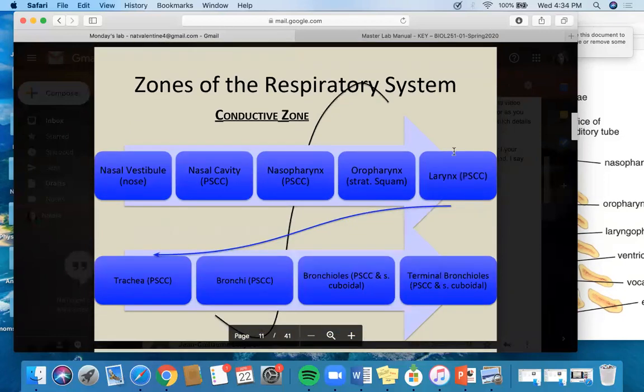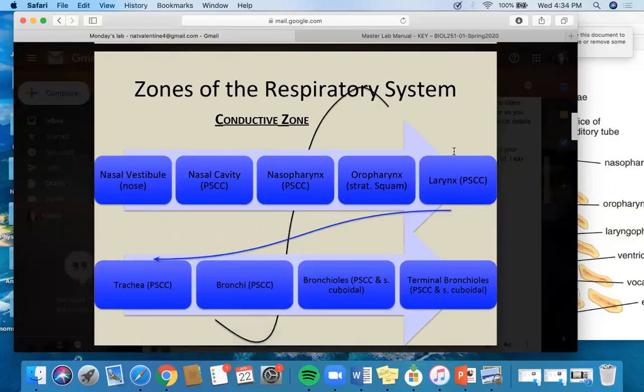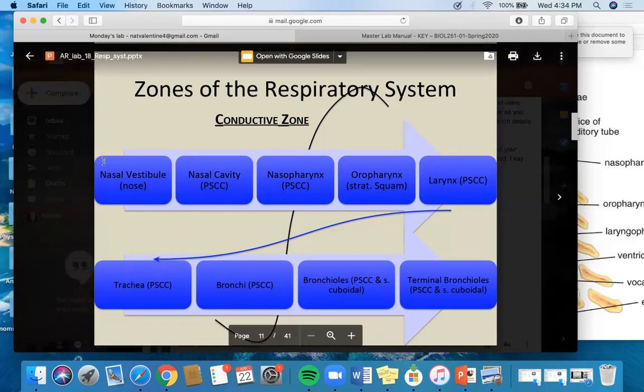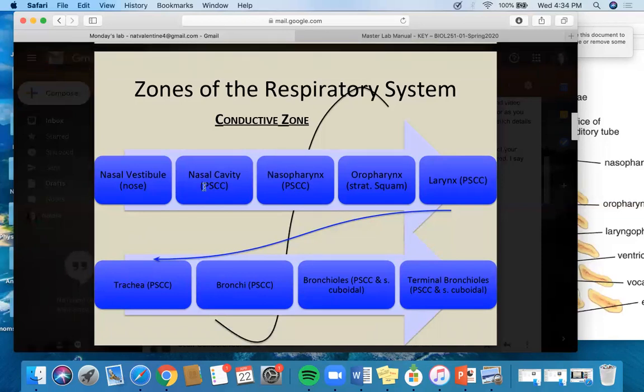Before we get into that, here is a picture of the different landmarks that air is going to pass through in the conductive zone. You will need to know this order, and you will need to know the order of the epithelial tissues that are found in each landmark. Here is the order of the landmarks, and below it is listed the order of the different epithelial tissues. That will be covered in a different video, but I just wanted to mention that you'll need to know both of those.